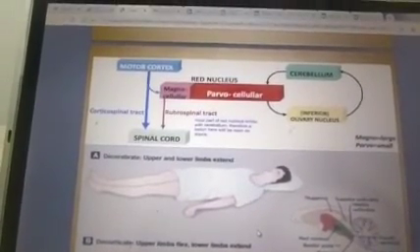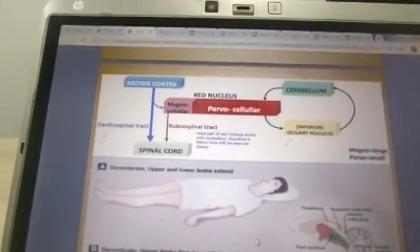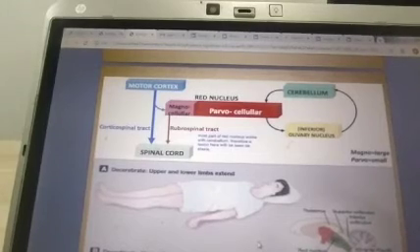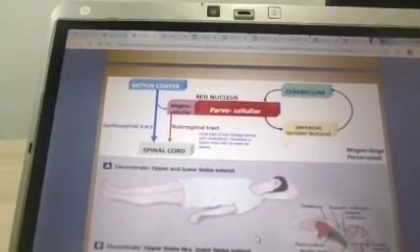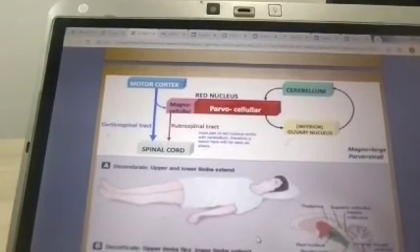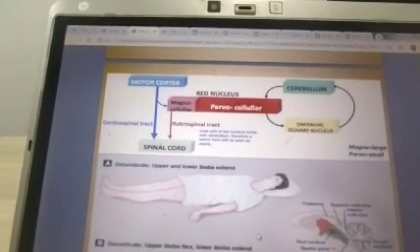In decerebrate, the upper limb and lower limb go into extension, and in decorticate, the upper limb goes into flexion and the lower limb goes into extension. That is called decorticate and decerebrate. This is how the rubrospinal tract's anatomy and its functions are.